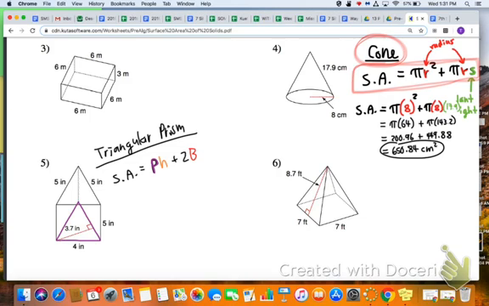I see my perimeter, I got 4 on this side. Since these 2 top parts are both 5, I know that both of these at the bottom are gonna also be 5 inches. So the perimeter of that base is going to be 4 plus 5 plus 5. I'm going to take that times the height of this prism. So the height would be 5.